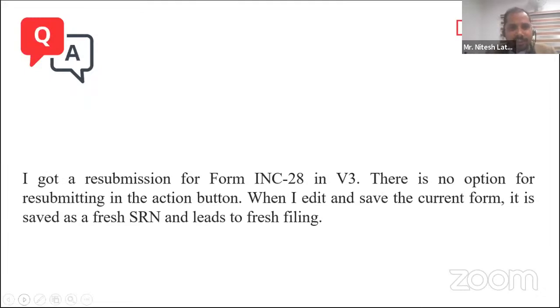One got a resubmission in form INC28 in the V3 portal. However, there is no option for resubmitting in the action button. When he edits and saves the current form, it is saved as a fresh SRN and leads to a fresh filing rather than a resubmission.